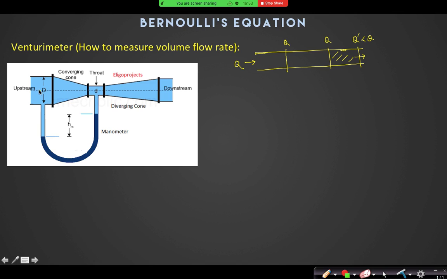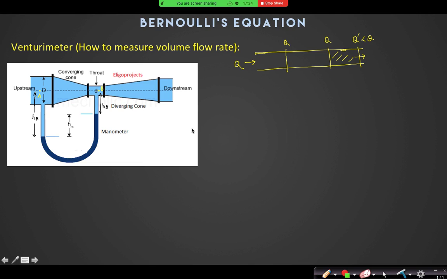Suppose there are two points on a streamline I will take. One point is A, another point is B. A point is just above the vertical tube of this manometer, and B point is just above this vertical point of the manometer, right? And the distance between them is also taken, although it will cancel out, I think. Suppose this height is HA and this height is HB. The manometer uses mercury liquid to find out the height difference.